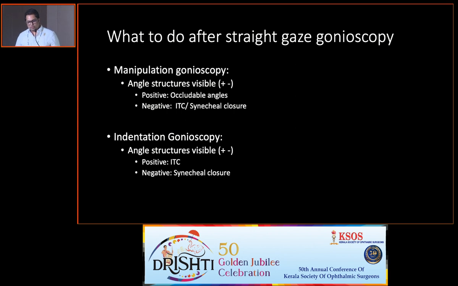If you're not able to see, it could mean either there is iridotrabecular contact or synechial closure. If it is negative, then to differentiate between ITC and synechial closure, you can do an indentation gonioscopy. If the angle structures become visible, it is an iridotrabecular contact. If it is not visible, it is a synechial closure.